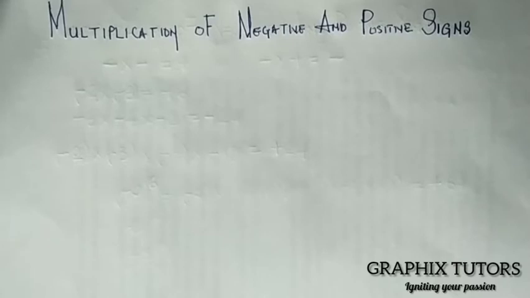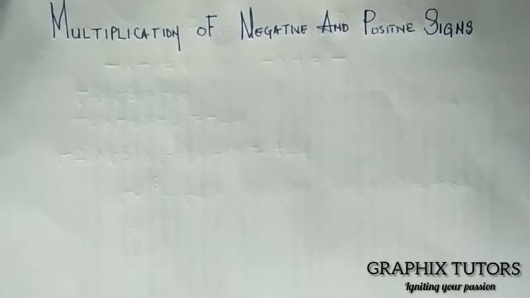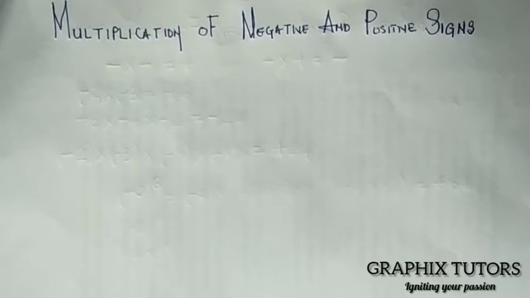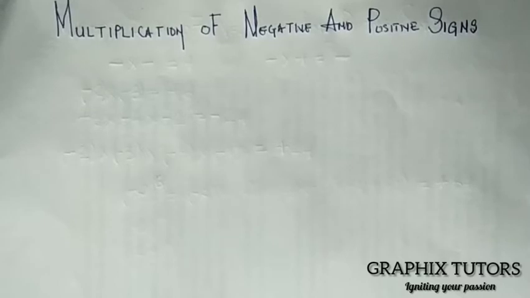Today we want to look at an important aspect in mathematics, which is the multiplication of negative and positive signs, because this aspect has really caused a lot of problems in the world of mathematics. That is why I'm looking into it today.